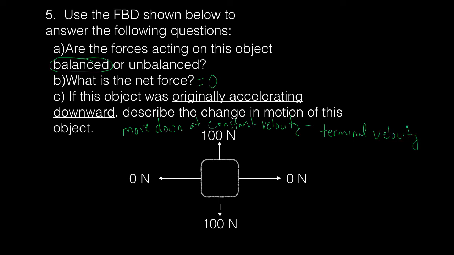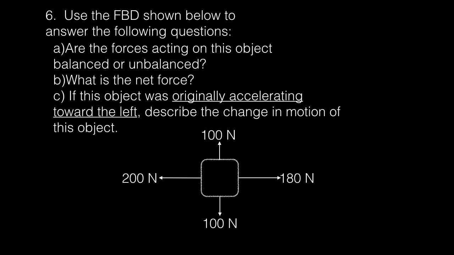Okay. One more question. In this situation, are the forces balanced or unbalanced? If we look at the up and down direction, they are balanced, but in the left and right direction, we have 200 newtons to the left, so that's like saying minus 200 newtons, plus 180 in the rightward direction, and so that's a minus 20 overall. And so the forces are unbalanced in this situation. The net force is equal to 20 newtons to the left.